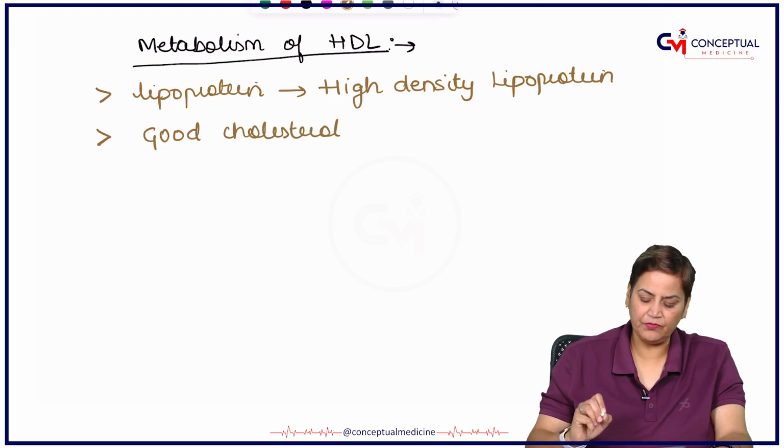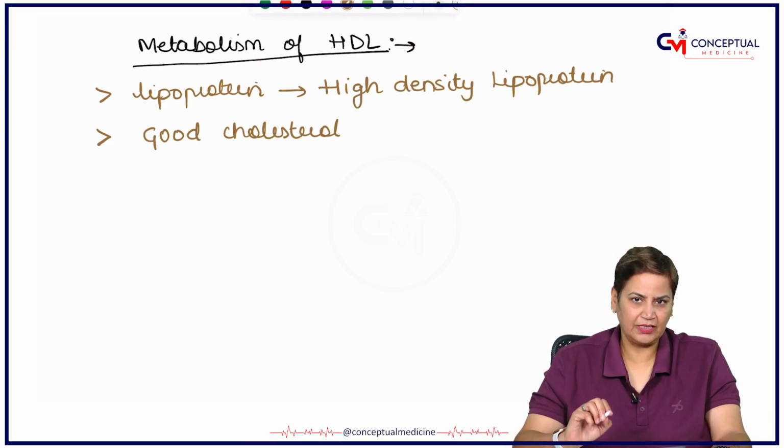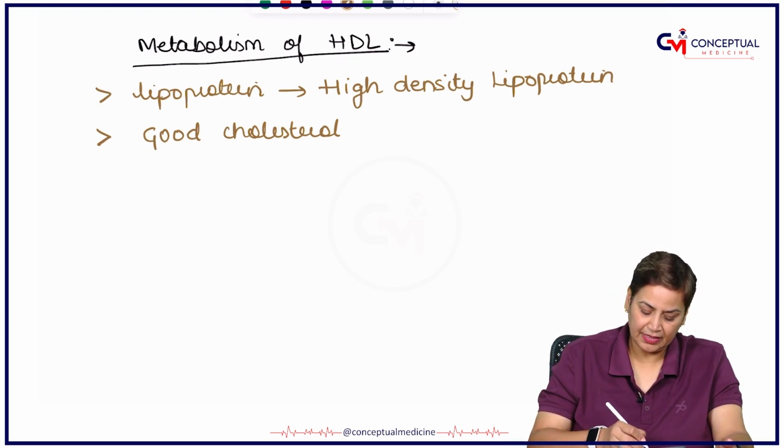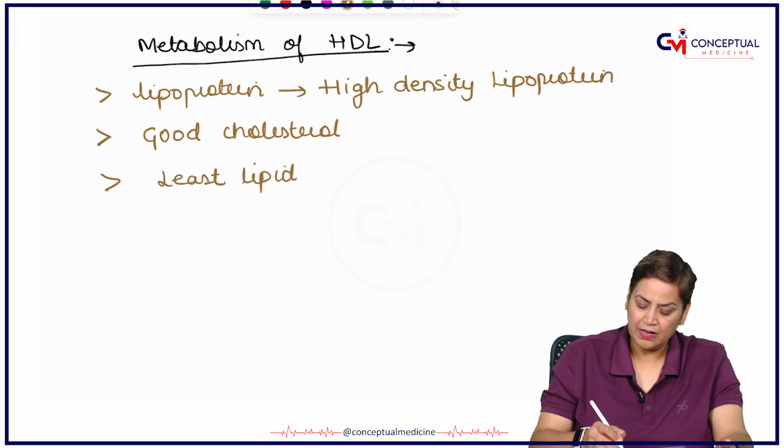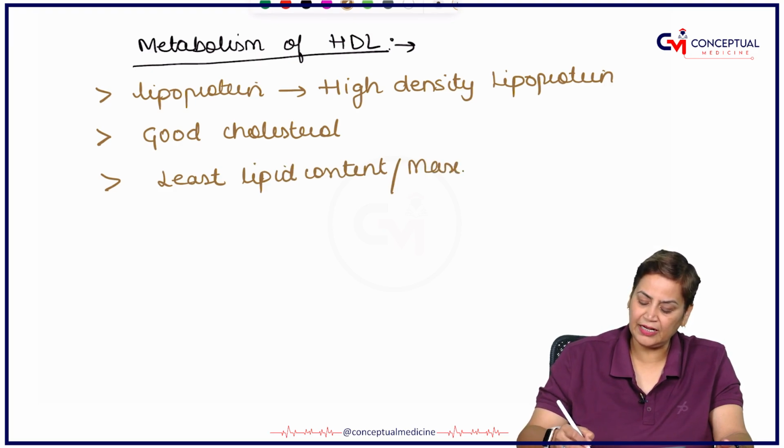Because we have studied 4 or 5 lipoproteins, and in my previous videos I told you the difference between all of them. Depending upon the density, the protein content and the lipid content, these lipoproteins are divided into categories. So HDL is known as good cholesterol. Why? Because it has the least lipid content, so obviously it will have maximum protein content.